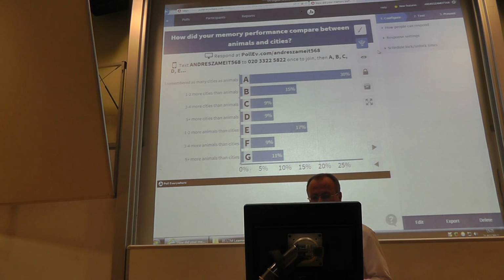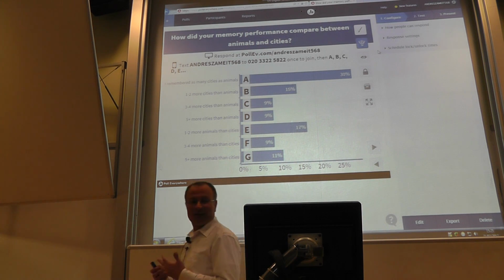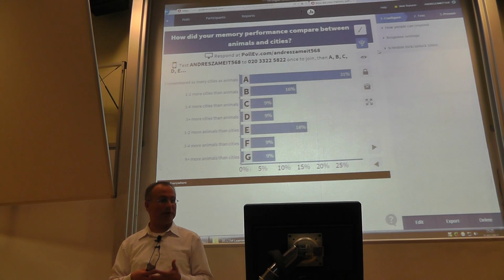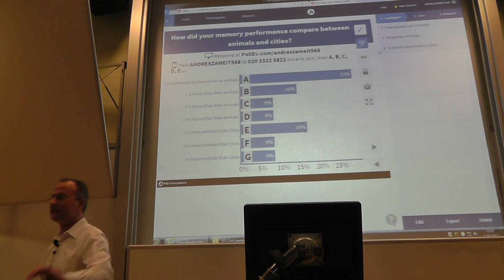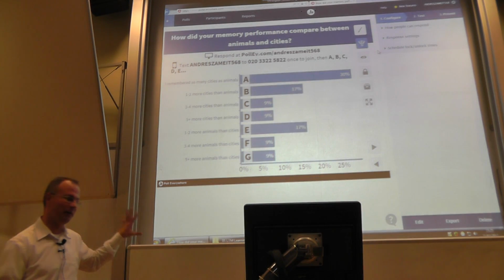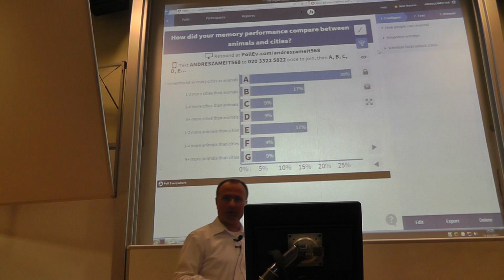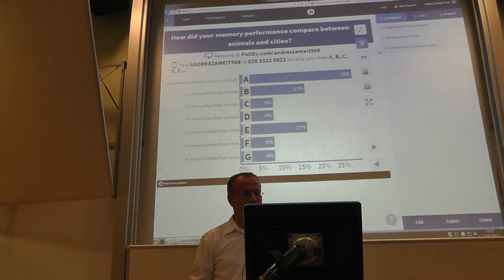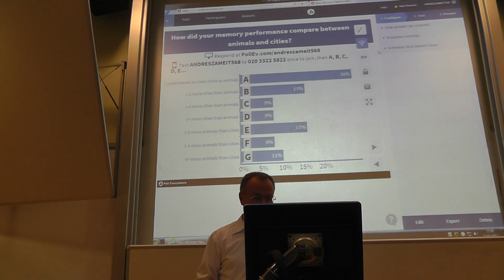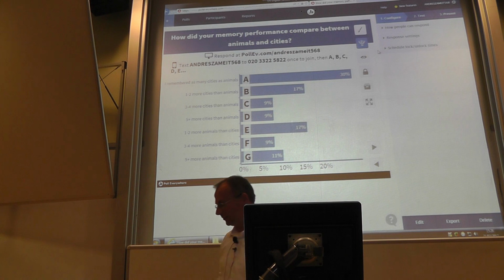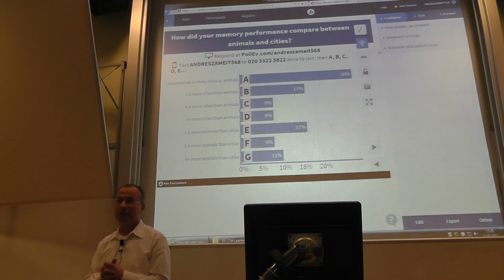Tendency that more animals were remembered than cities. Really unexpected. So I did that for the first time. And usually, as we'll see in a moment, the prediction would be that you would have remembered more cities. But maybe look into that. Let's look into that. What may be potential reasons for that.